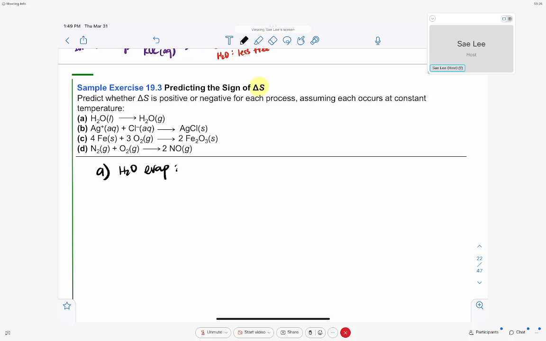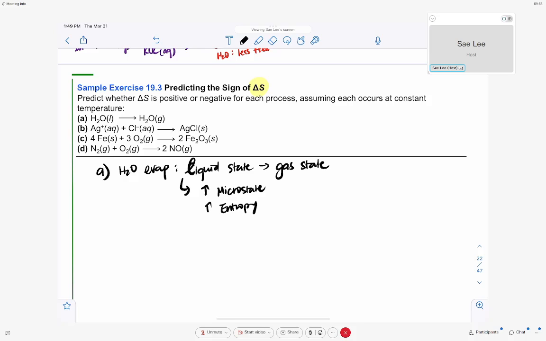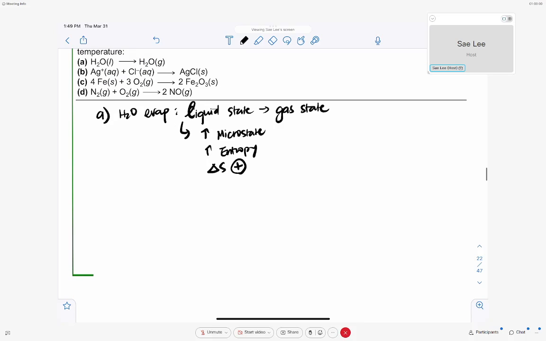Due to the phase change from liquid to gas, we know that the number of microstates increases, and that causes the increase in entropy. Delta S is going to be positive. You're going from liquid state to gas state, a higher number of microstates, an increase in entropy. Delta S is positive.